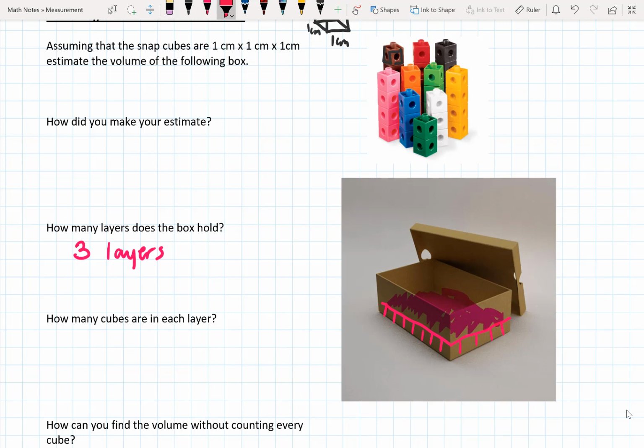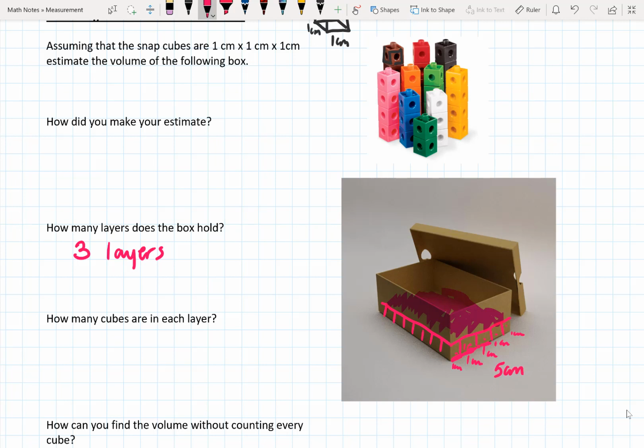So the volume of that bottom layer, I'm going to estimate it as 1, 2, 3, 4, 5 snap cubes. Remember, our snap cubes are 1 centimeter by 1 centimeter by 1 centimeter. So I would say 5 centimeters, because the width here of each snap cube is 1 centimeter. So that's 1 centimeter, 1 centimeter, 1 centimeter, 1 centimeter, and 1 centimeter. So it's 5 centimeters wide.